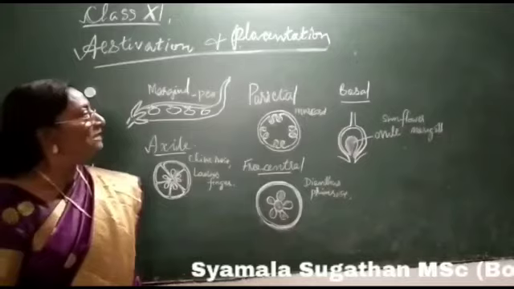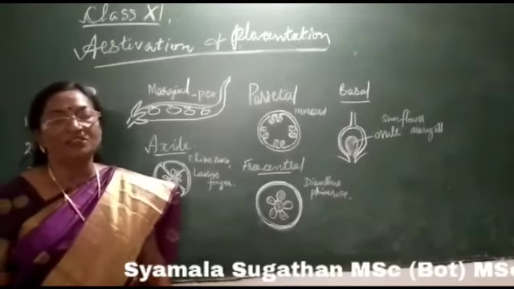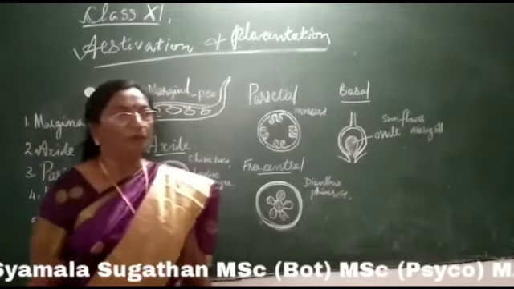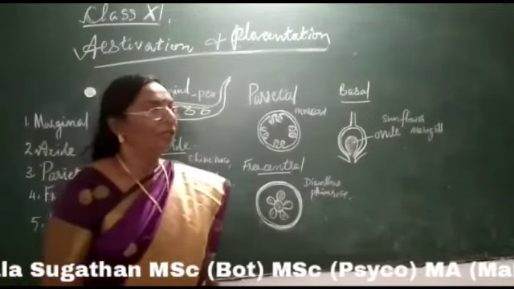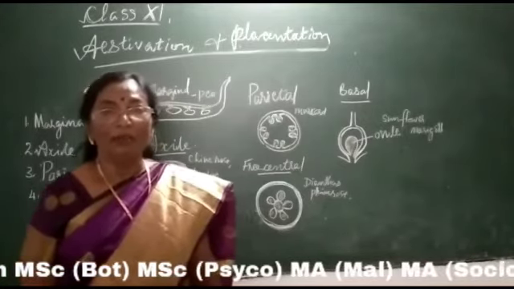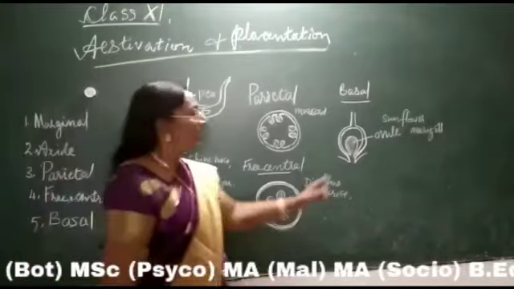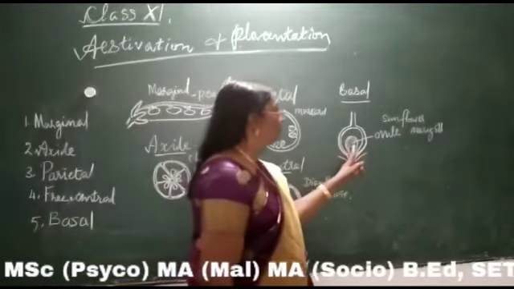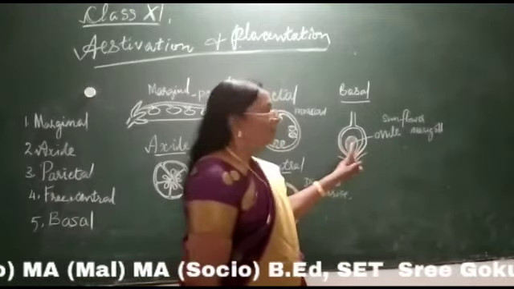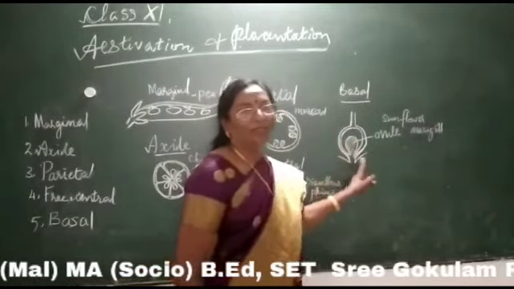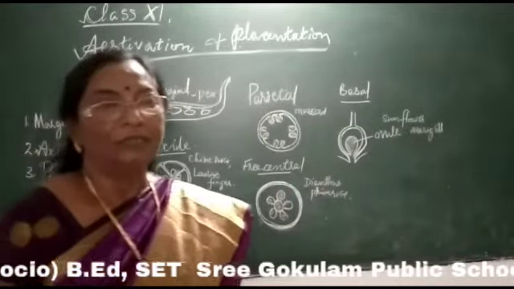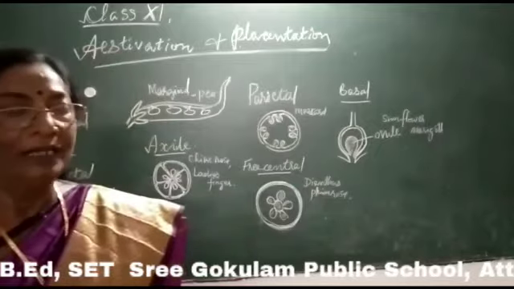And the next type is basal placentation. This we can usually see in the case of the ray florets and disc florets of sunflower, marigold, etc. Here we can see a single ovule is produced from the base of the ovary, and only one seed is developed.